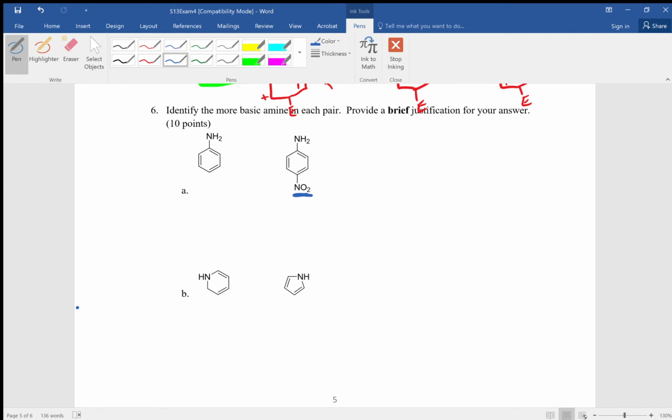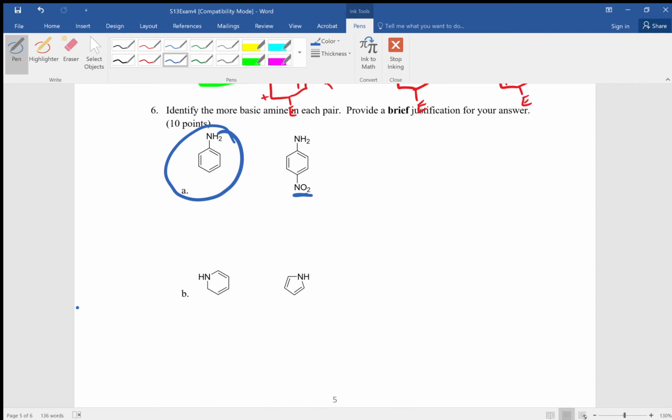If the job of a base is to be an electron donor, remember that's our definition of a base, an electron pair donor, the more electrons that we pull away from the amine, the less basic it's going to be. And so our aniline compound, the one without the electron withdrawing group, is the stronger base.